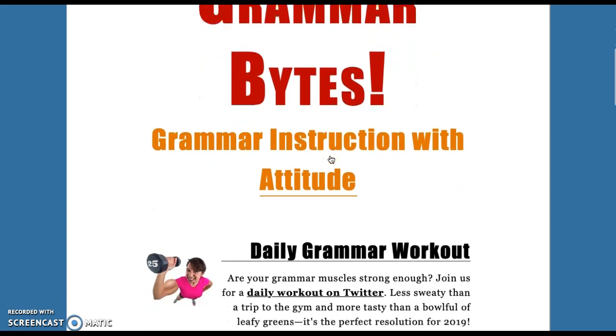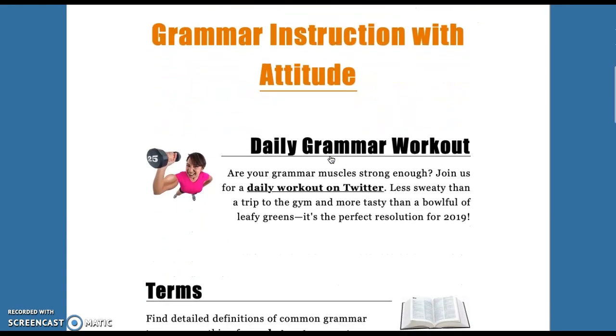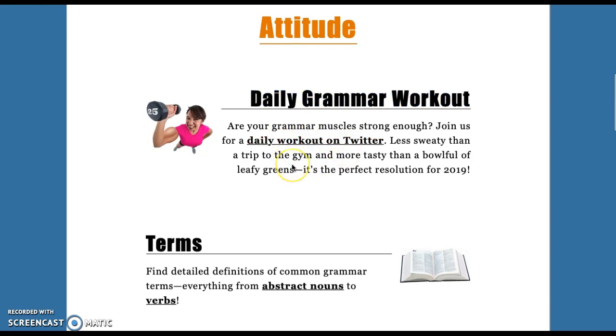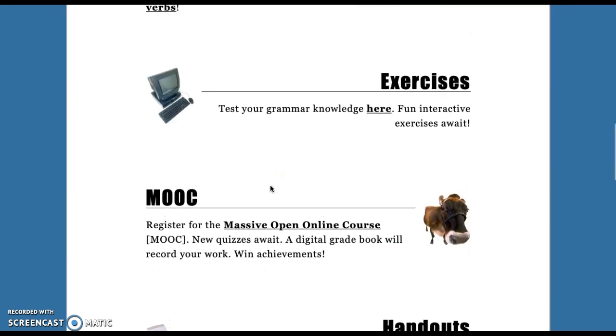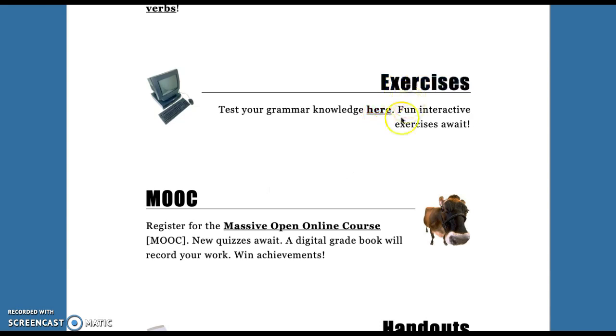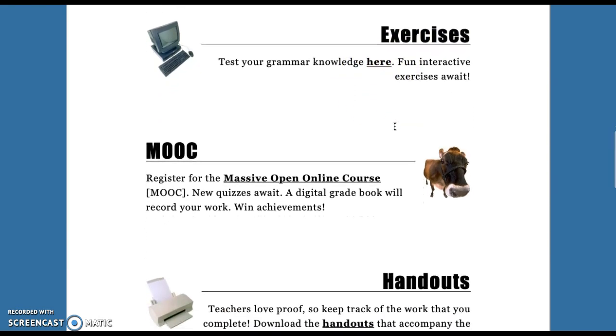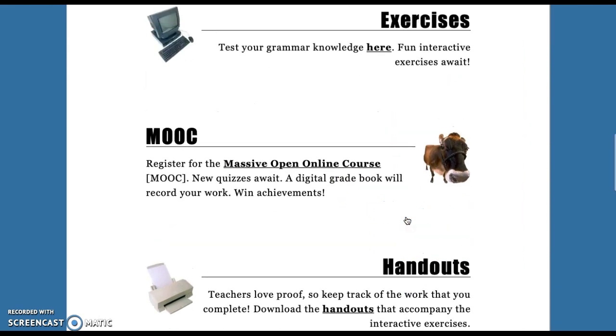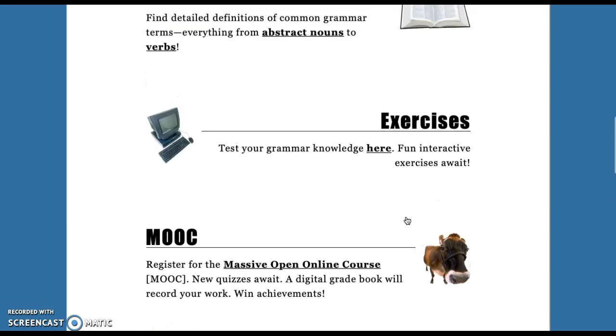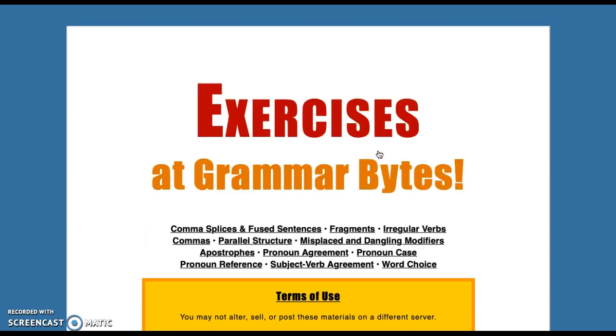And there are a few different things that they have on this website. They have a Twitter feed that you can follow. They have a glossary, okay, if you want to look up definitions of certain things. And then I think maybe the best thing that they have is exercises, and this is what I use the most. You'll also notice they have an online course that you can take, and they have handouts that you can print up if you want to. Let me briefly just show you the exercises because this is what I think is probably the most helpful for my students. Click here to enter exercises.